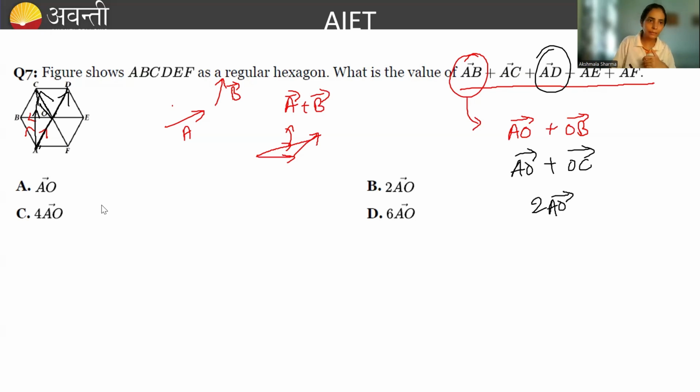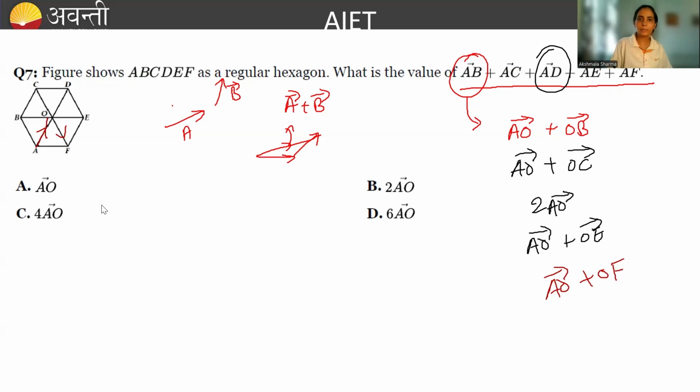Now come to AE. This is AE, and this can be written as AO plus OE, right? Now, the last thing left is AF. So AF can be written as what? You can see here. If you're not able to see, I will remove all these cases. Now you can see clearly AF can be written as AO plus OF.